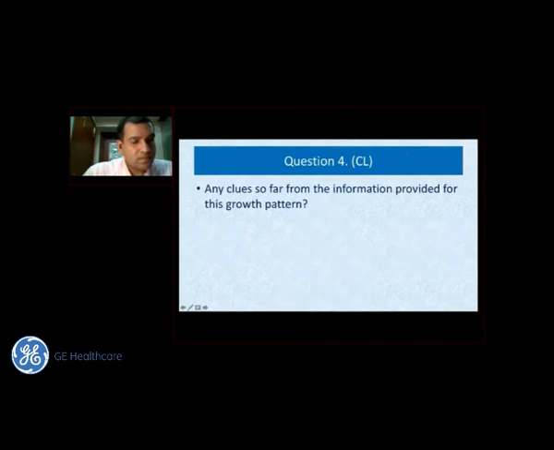So these are the 4 things that we would want to rule out in this particular patient. Dr. Chander, any clues so far from the information provided for this growth pattern? Yeah, I've already said NT is 2.7, heart rate is 181. So straight away, I think this is a genetic problem. It's not a placental issue, no infection. This is clear-cut genetic. But first is a good structural scan. As a fetal ultrasonologist, you need to do a very good anatomy scan. I think that's very important.